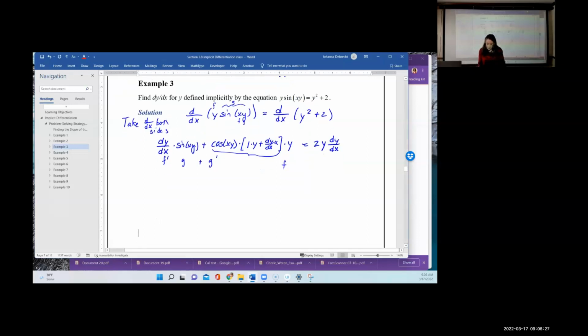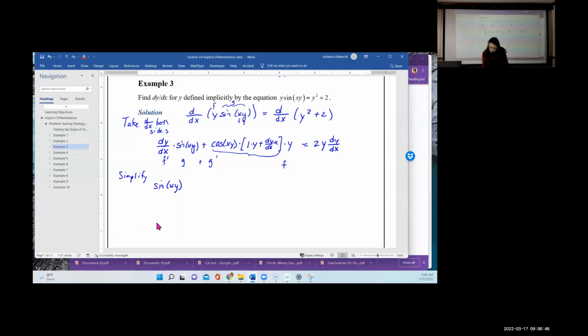So the next thing we want to do is simplify a little bit. We want to get rid of the parentheses so that all our terms that have dy dx in them are out in the open and not buried inside parentheses. And we're going to rewrite things a little bit so that the order makes more sense.